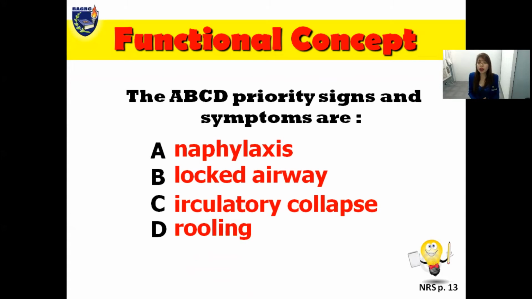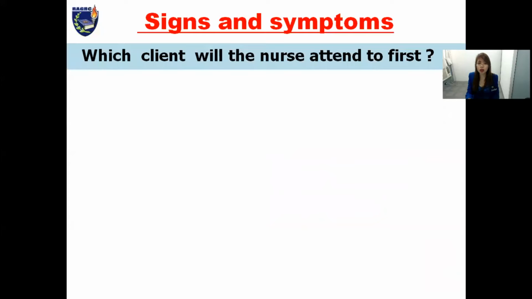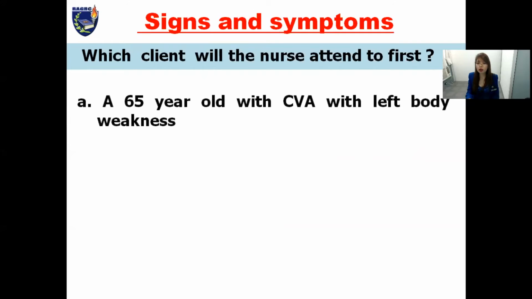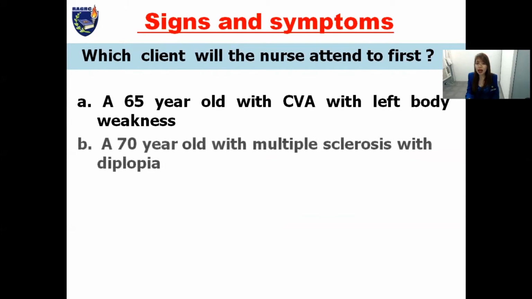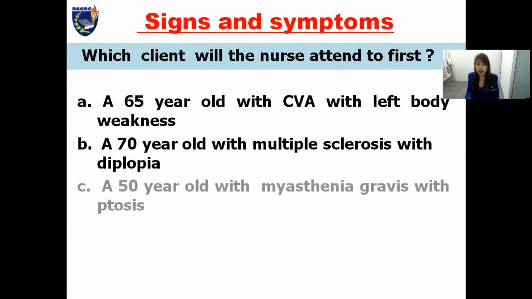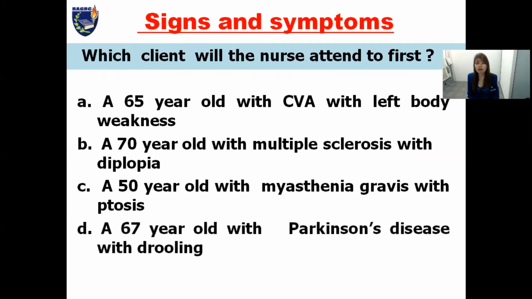So if you are going to apply the ABCD priority signs and symptoms in the question, which client will the nurse attend to first? Letter A, a 65-year-old client with CVA with left body weakness. Letter B, a 70-year-old client with multiple sclerosis with diplopia. Letter C, a 50-year-old with myasthenia gravis with ptosis. And letter D, a 67-year-old with Parkinson's disease with drooling. So we can apply the process of elimination.